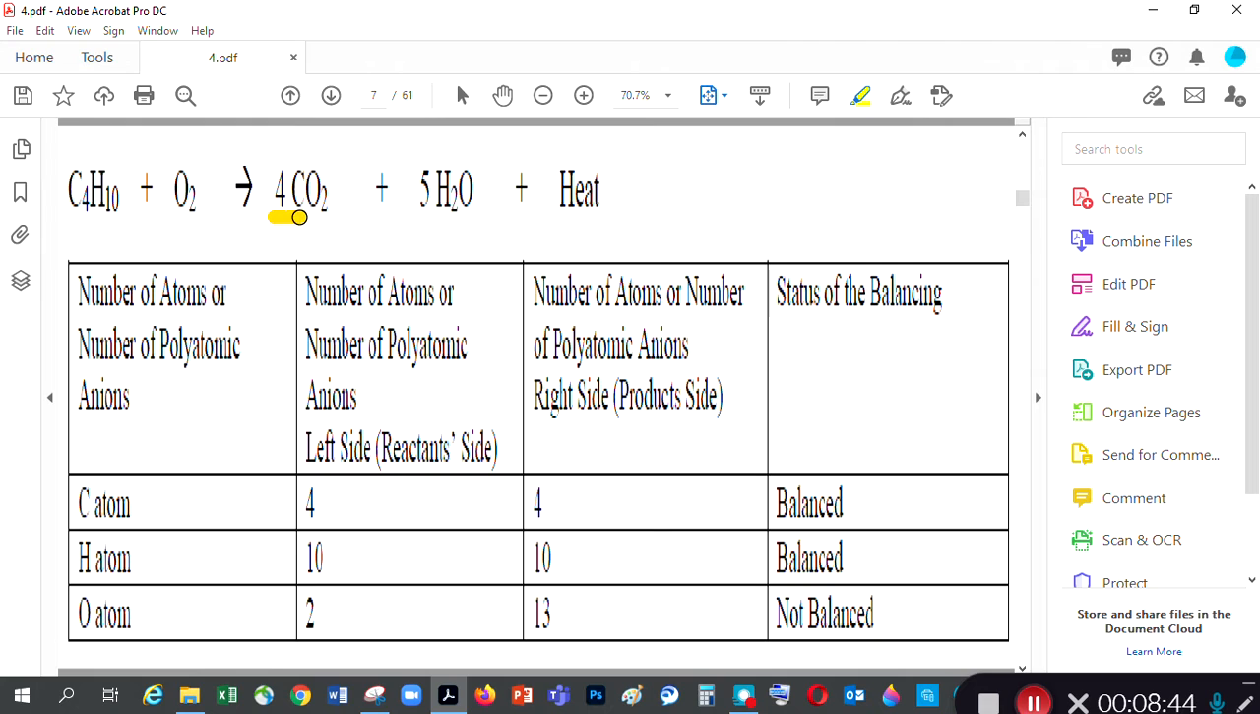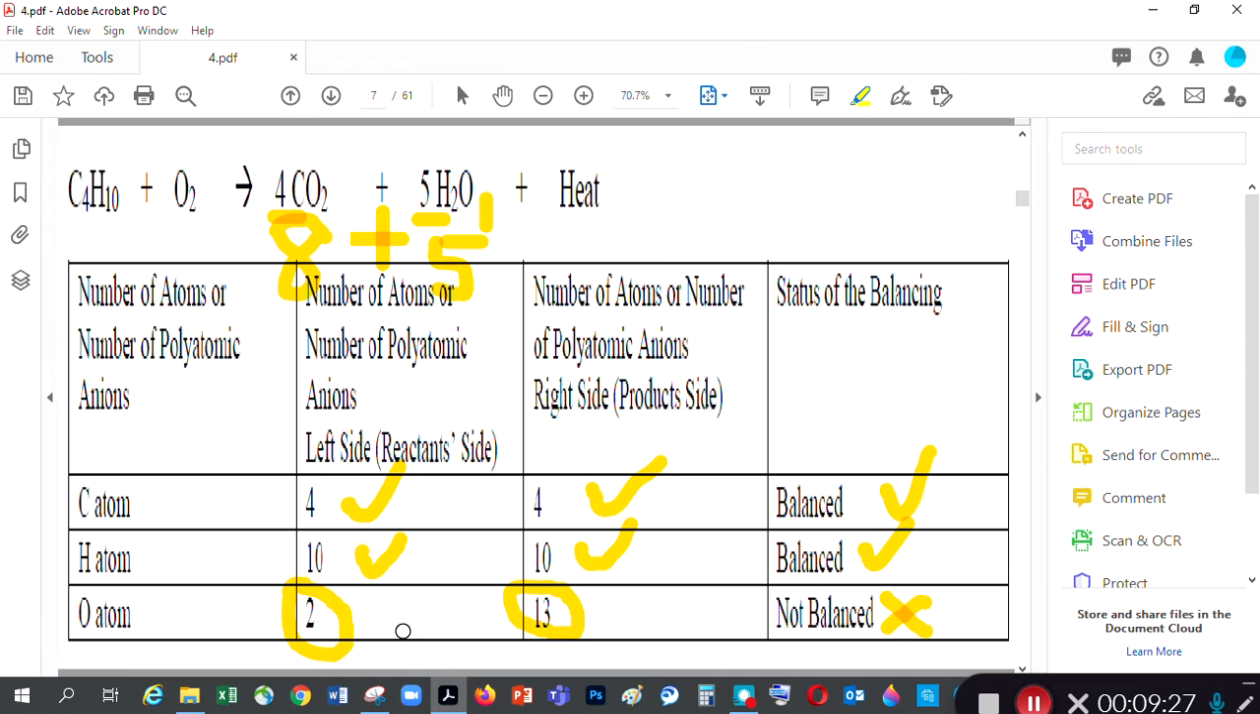Now, see here, nicely I put 4 and 5, correct? Now, carbon is 4 and 4, the carbon is balanced. The hydrogen is 10 at the reactant side, 10 at the product side, it's balanced. Now we have a problem here, it's not balanced, it's the oxygen. Why? The oxygen in the left side is 2. And in the right side, 4 multiplied by 2 is 8, and 5 multiplied by 1, understood, not written, is 5. You add them up, correct? It will be 13. Here it is, 13.